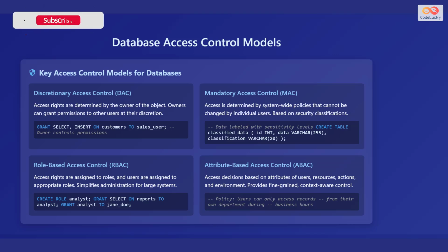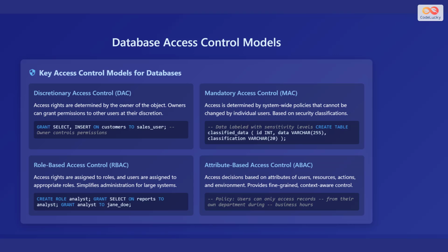Then comes mandatory access control or MAC, where access is determined by system-wide policies that cannot be changed by individual users and is based on security classifications. An example of MAC is where data is labeled with sensitivity levels to control access based on user clearances. Next is role-based access control or RBAC, where access rights are assigned to roles and users are assigned to appropriate roles, which simplifies administration for large systems. An example of RBAC is creating a role called analyst, granting select permissions on reports to that role, and then granting the analyst role to a specific user like Jane Doe.